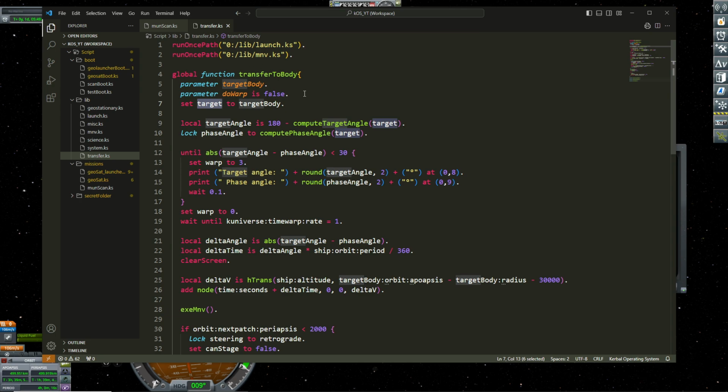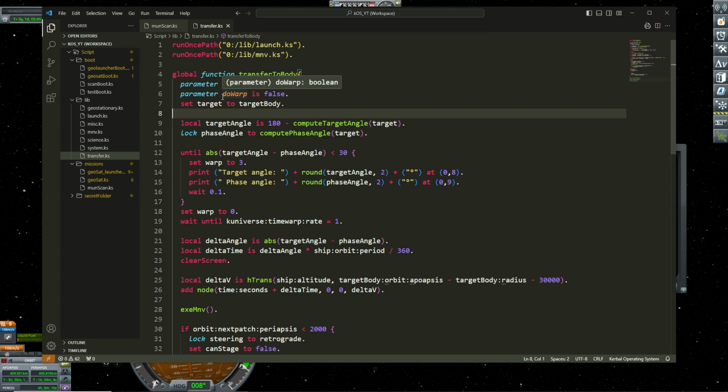That transfer to body is only a transfer inside the same SOI. Okay, don't expect to use that transfer function to go from Kerbin to Duna, for example. No, it's good from Kerbin to the moon, or from Kerbin to Minmus. That's all, or from Duna to Ike, for example, but not from Minmus to the moon. I didn't try this. Maybe it can work, but I'm not sure. Okay, so first my target body is the moon.